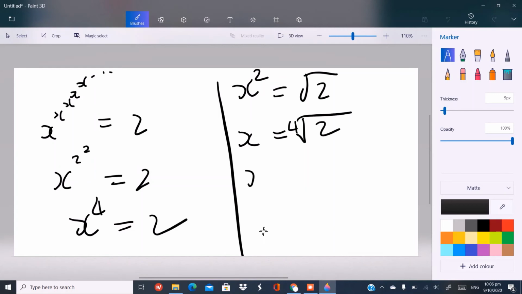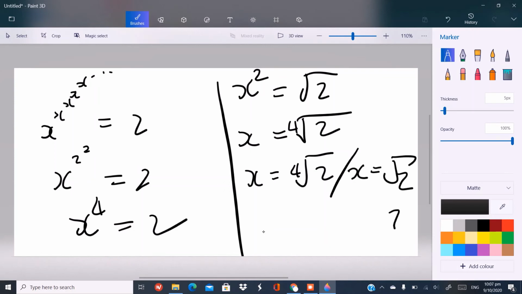So x equals the 4th root of 2, the quadruple root of 2, and x equals the square root of 2. At the same time, both of them fit as solutions for x to infinite powers of 2. They are the same solutions.